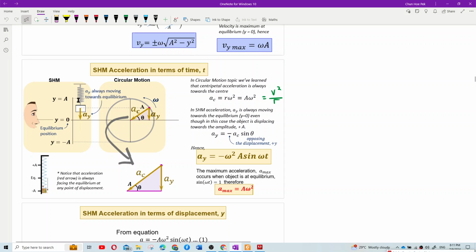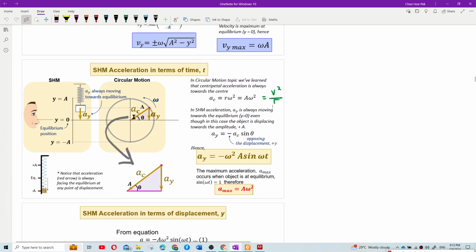Acceleration is towards the equilibrium, and centripetal acceleration is towards the center of the circle. So a equal to r omega square, where radius is amplitude. So AC is A omega square. Now what is the Y component of the AC? This is sine theta. Remember, sine theta equals opposite over hypotenuse, which is AY over AC.